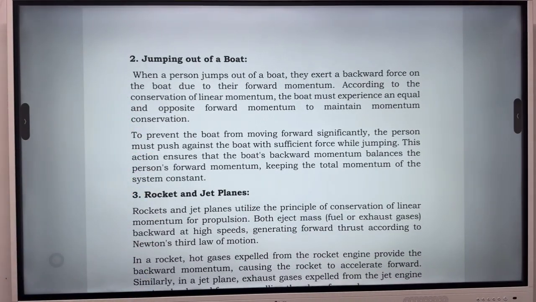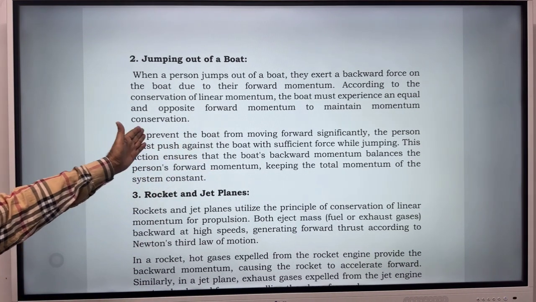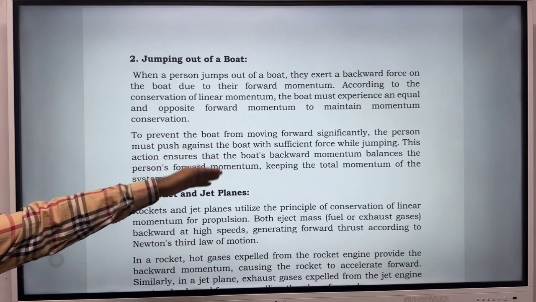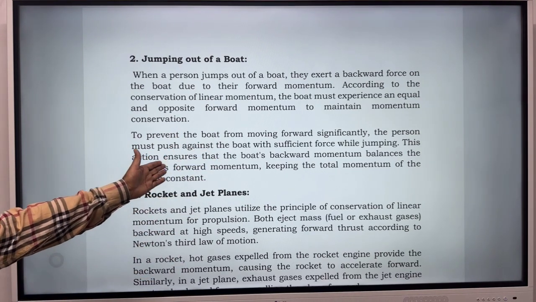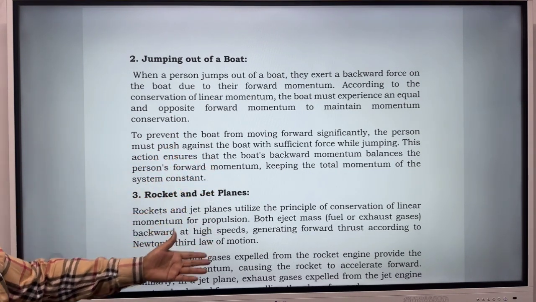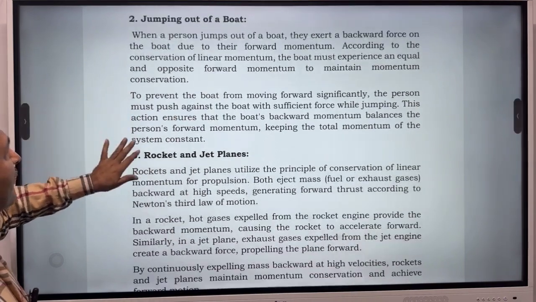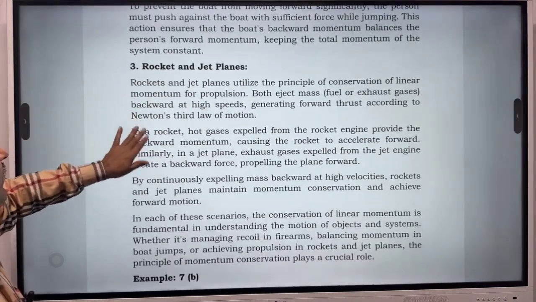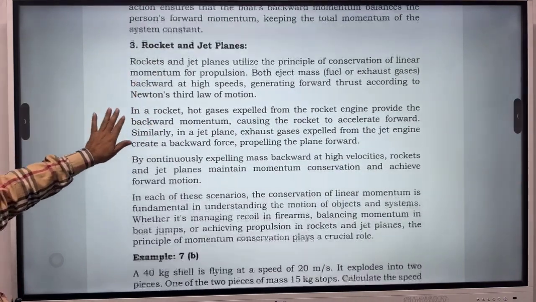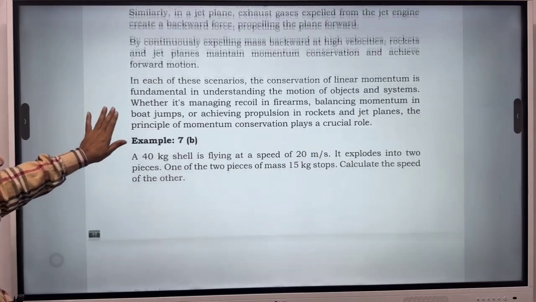Another example. Jumping out of a boat. When a person jumps out of a boat, they exert a backward force on the boat due to their forward momentum. According to conservation of linear momentum, the boat must experience an equal and opposite momentum to maintain momentum conservation. To prevent the boat from moving significantly, the person must push against the boat with sufficient force while jumping. So this you have understood. Later on you will read rocket and jet planes, same happens. I'm not going to read them.